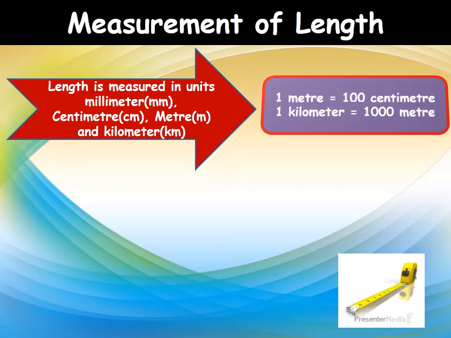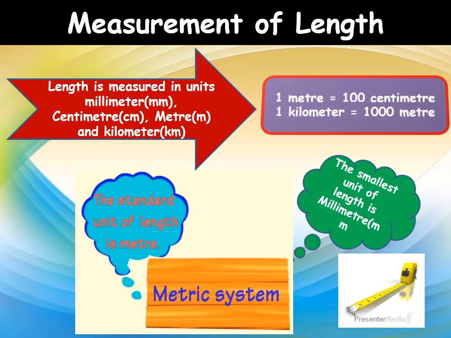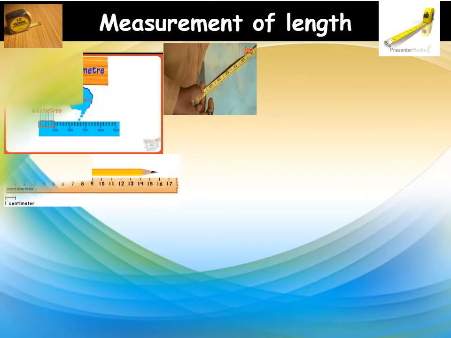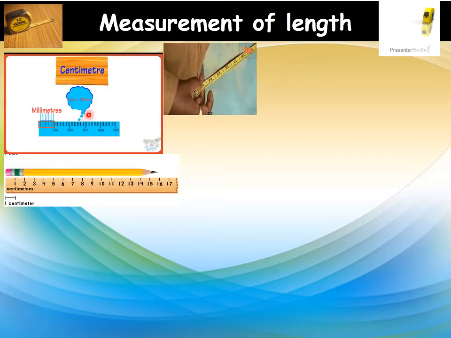So length is measured in the units millimeter, that is mm, centimeter cm, meter m, and kilometer km. 1 meter is equal to 100 centimeter. 1 kilometer is equal to 1000 meter. The standard unit of length is meter in metric system. The smaller unit of length is millimeter. One centimeter is equal to 10 millimeter.